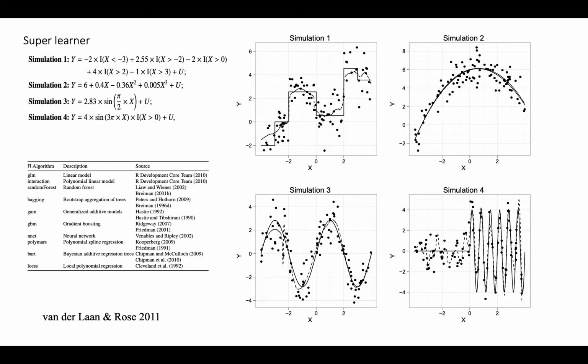And this is just to illustrate. In their simulation, they have 4 different simulations where they have only one variable x, and we have very nonlinear functions, and they consider this library with all different machine learning models, and the solid lines represent the true regression lines, and the dotted lines represent the superlearner approximations.